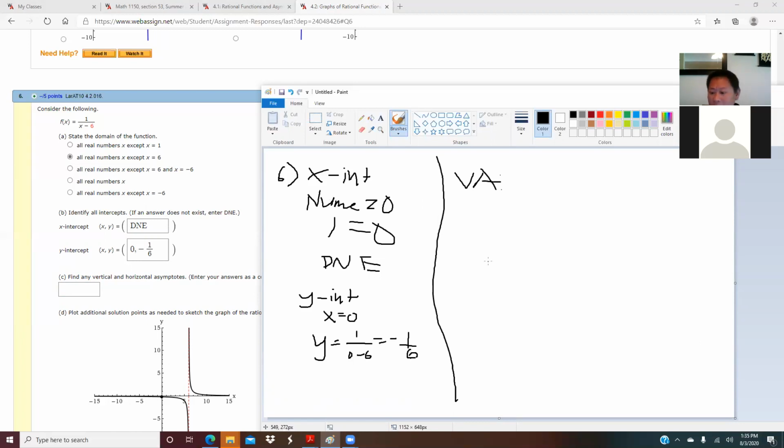You guys with me? Yes, you take your denominator equals 0. So in this case, you put x minus 6 equals 0. So in this case, x is what? x equals 6.